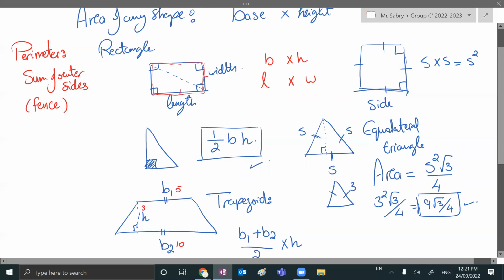So I'll just add length plus width plus length plus width. If I'm talking about a square, it would be side plus side plus side plus side. Same thing if I'm talking about a triangle, this plus this plus this. So the sum of all the outer sides.